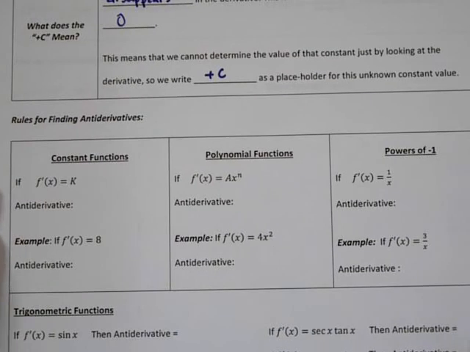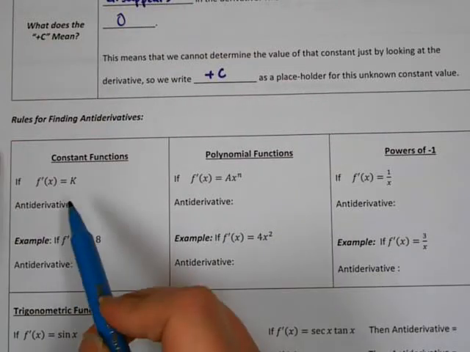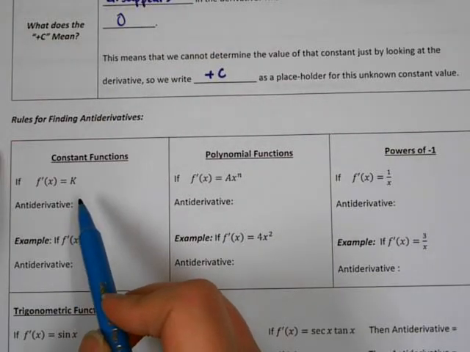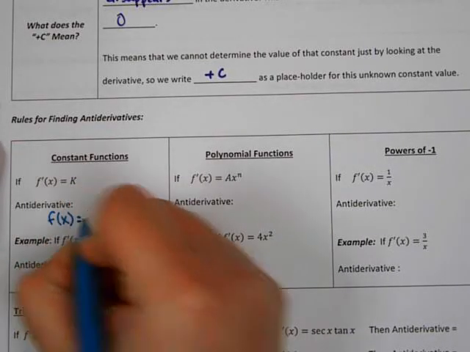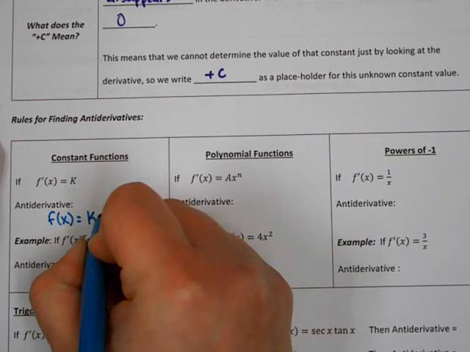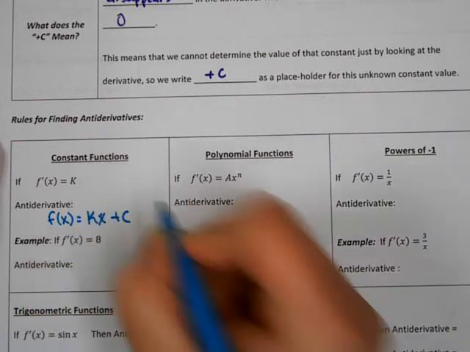All right, let's look at some rules for finding antiderivatives. So these first two should be ones that you were able to kind of pull out in our investigation in class today. If f prime of x is some constant k, all right, then we know that the antiderivative is f of x equals k times x, so kx, plus c.